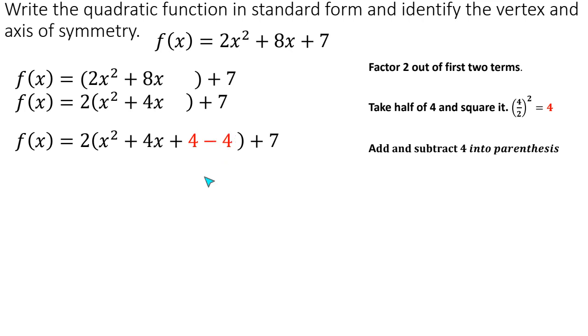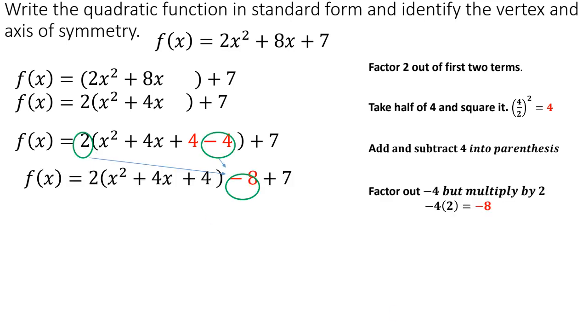So we're going to pull it out. But if I pull it out, I have to worry about whatever's in front of the parentheses. And so we're going to multiply those together. So when I take out negative 4, I have a 2. So negative 4 times 2 will give me a negative 8. The reason we take it out is so that whatever's left in here is going to be a perfect square.